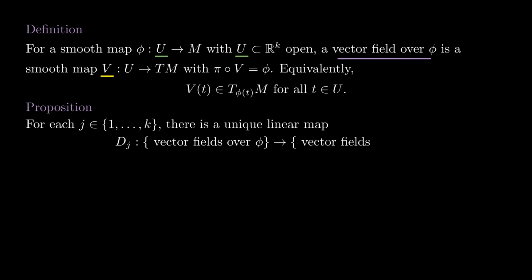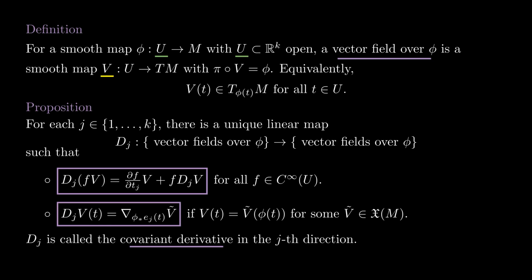For each j between 1 and k, there will be a unique map D_j that takes a vector field over phi and returns another vector field over phi that we call the covariant derivative in the jth direction, with the property that it satisfies the Leibniz rule, where the derivatives are taken in the jth direction, and if we apply it to a vector field v tilde on M, it coincides with nabla_{phi_* e_j} v tilde. The proof that this exists and is unique is identical to the proof that the covariant derivative along a curve is well defined, so I leave it to you.